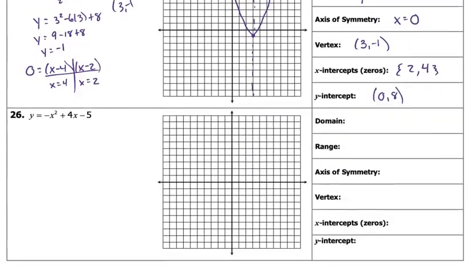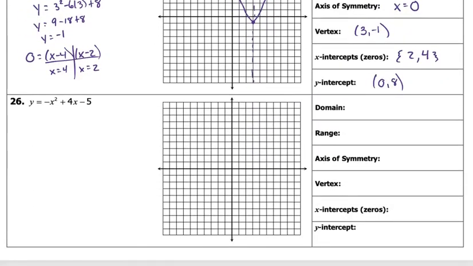Okay. Number 26. Much of the same, I have a standard form. So if I'm in standard form, I'm going to go find my axis of symmetry first. So I'm going to say I want my AOS. So I'm going to put that in, negative b over 2 times a, which is 2 times negative 1. That would be negative 4 over negative 2, which would result in a 2. So I know that x is 2. That is my axis of symmetry.